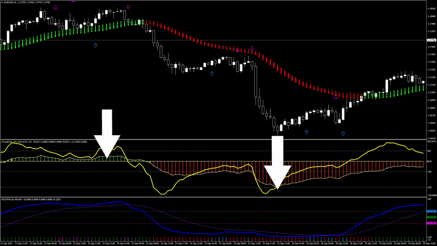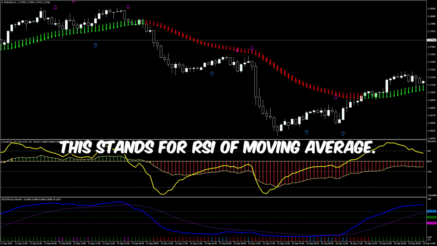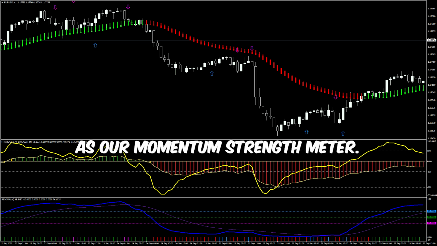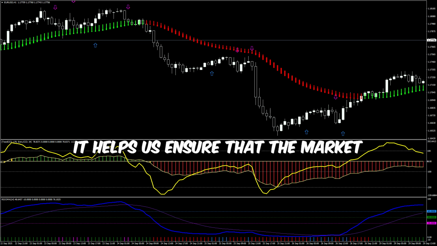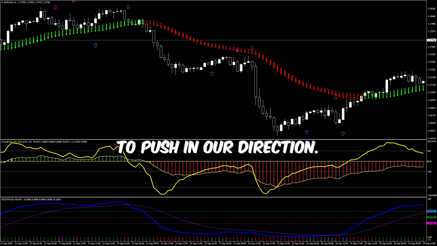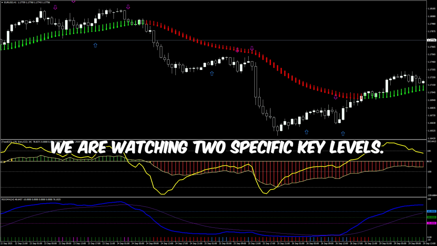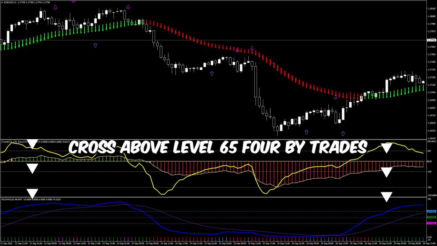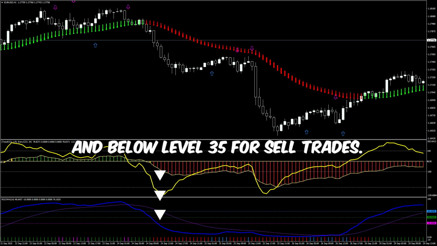Moving on to the bottom window of our chart, we have our third indicator, the RSI OMA. This stands for RSI of moving average. Just like the others, we are keeping this on the default settings. This indicator acts as our momentum strength meter. It helps us ensure that the market has enough power to push in our direction. Visually, you will see a line moving between levels in a separate window below the main chart. For this strategy, we are watching 2 specific key levels. We want to see the RSI OMA line cross above level 65 for buy trades and below level 35 for sell trades.